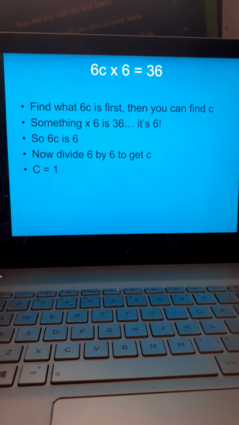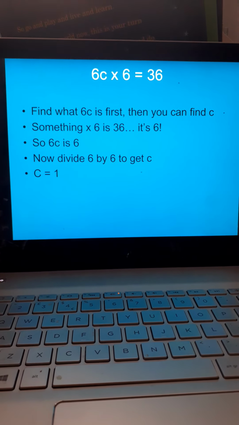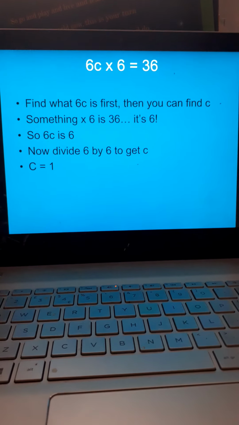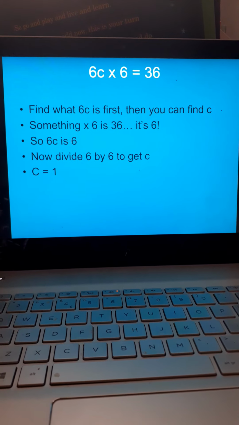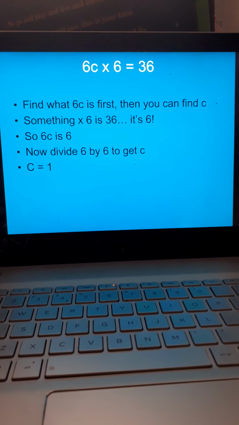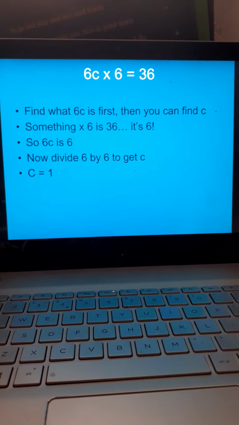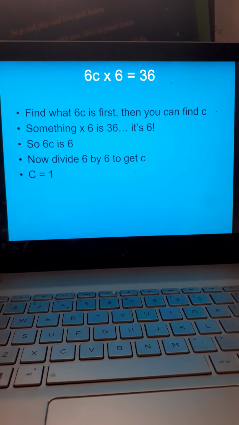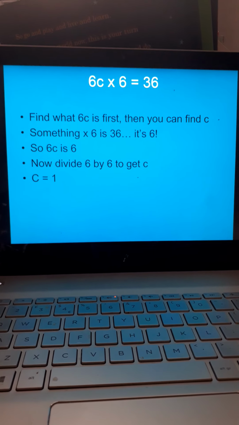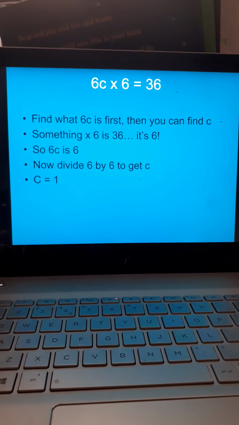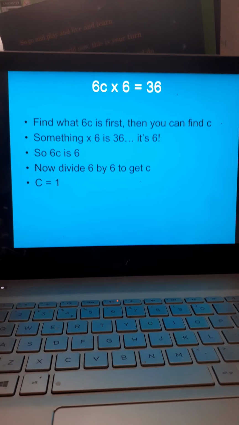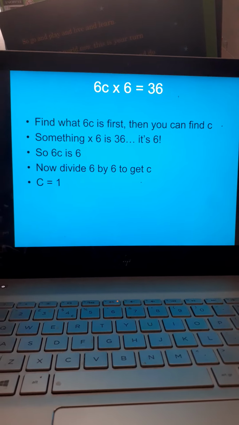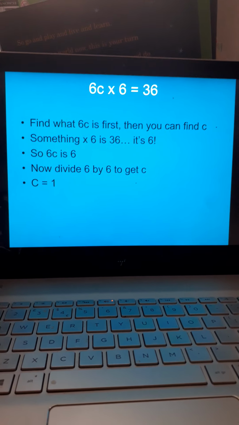If we go over here, we've got to find out what 6C is first, and then we can find C. So something times 6 is 36. I can do the opposite of that, which is division. 36 divided by 6 is going to give us 6C. Once you've done that, you're going to get 6. So 6C is 6. And you'd be tempted to say that the value of C is 6. No, it's not. The value of 6C is 6. So what's the value of C? Divide 6C by 6 and you'll get what C is, and C is 1.